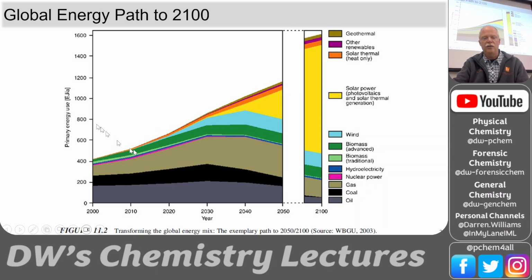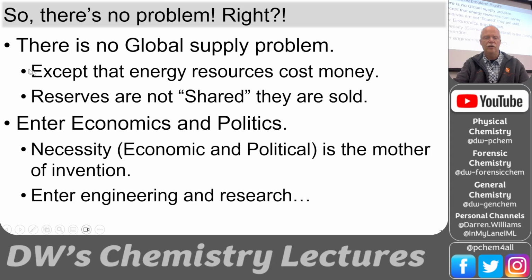Okay, now they're showing nuclear power tapering off. I don't really agree with that. This was put out in 2003. I think the attitude around nuclear power has really changed a lot. So I see that as growing. So there really is no global supply problem of energy. We have enough energy in the globe to go for thousands of years.